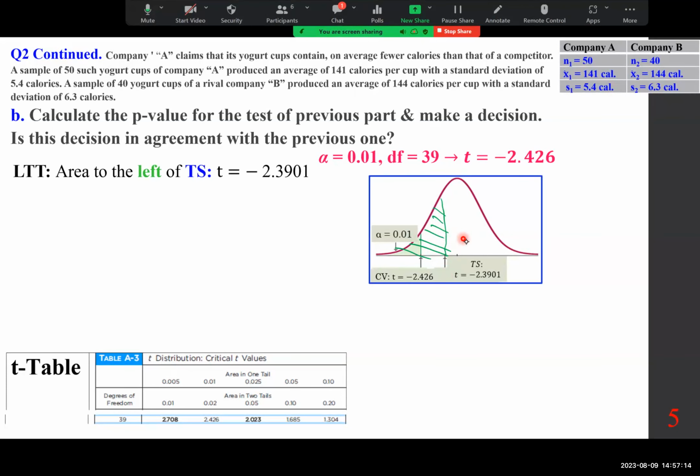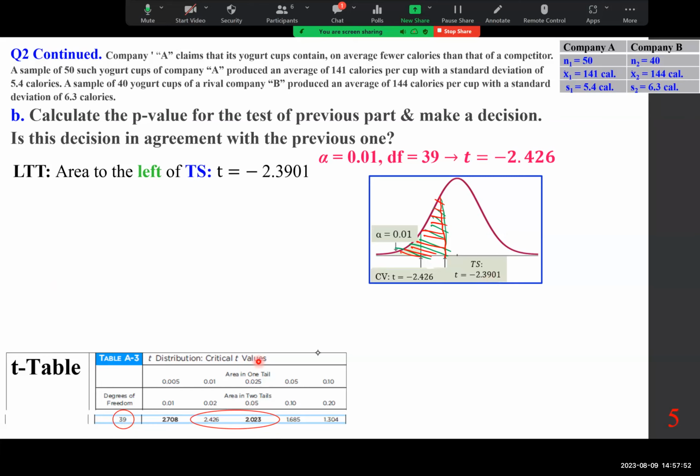It's a left tail test, area to the left of the test statistic, this area. Maybe I go with a different color, actually, this area, versus the green area. That's the concept. And degrees of freedom is 39. So for 39, this number, negative 2.3901, we want to locate it here.